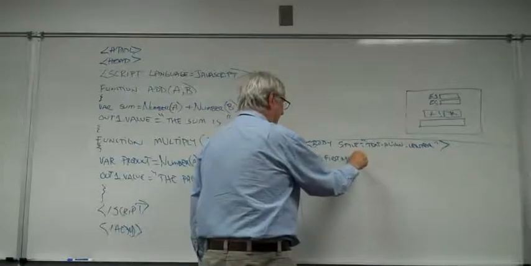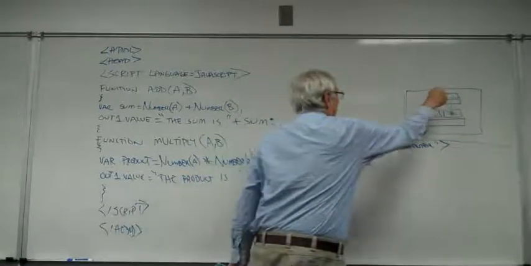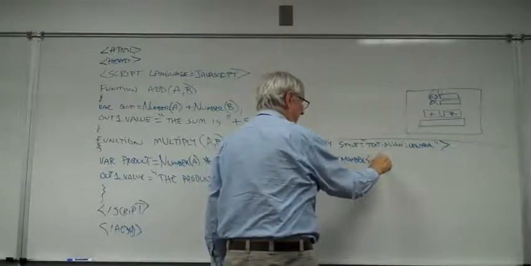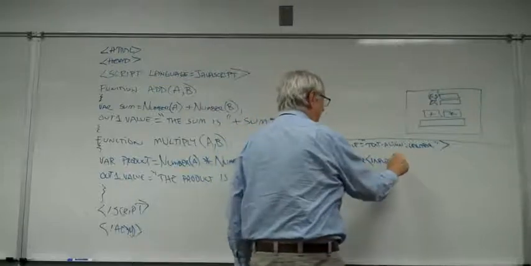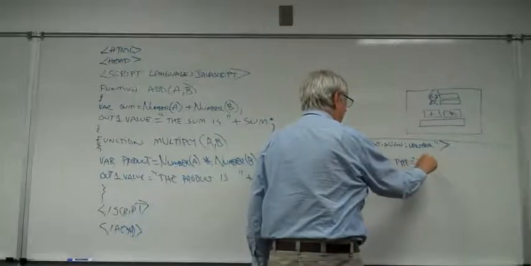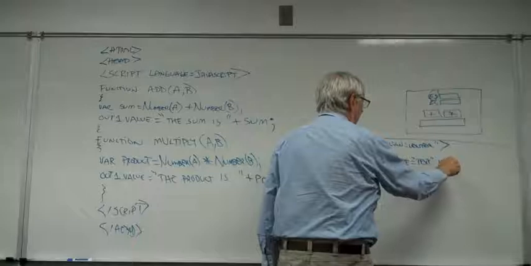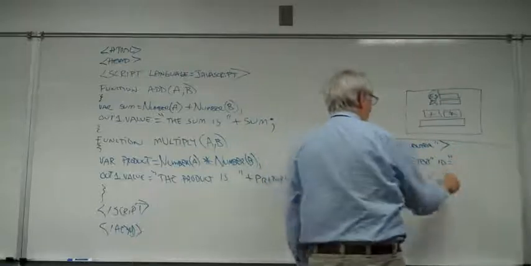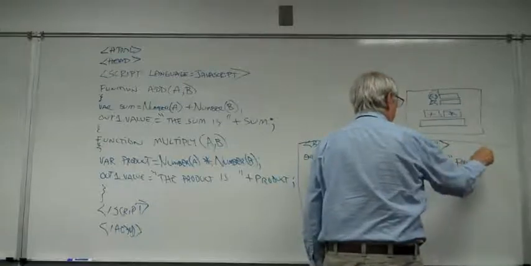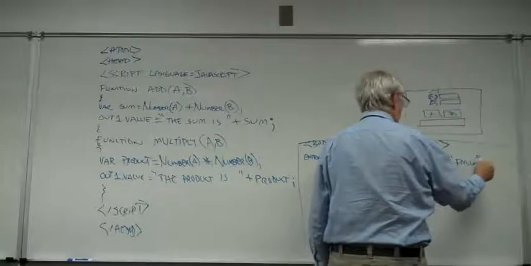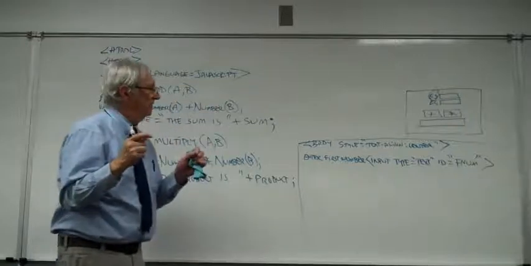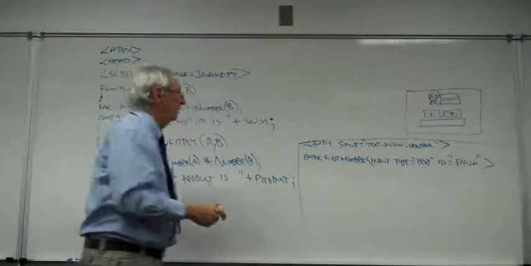Number. That will give you this part right here. Enter first number. And then we're going to have an input. Type equals text. ID equals, give it a name, call it F9. I just made that up, F9, whatever. And that's it. So now we're going to have an input area. It has the name F9, that's what it's called, F9, okay?